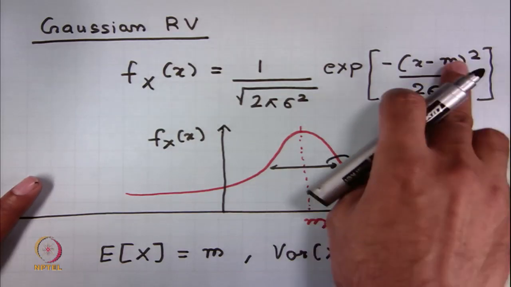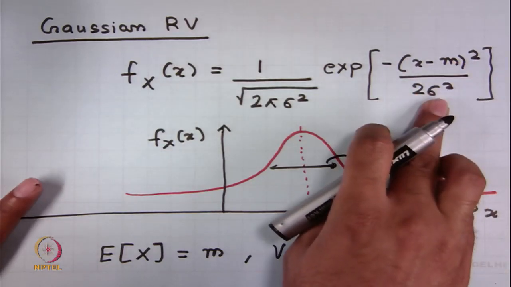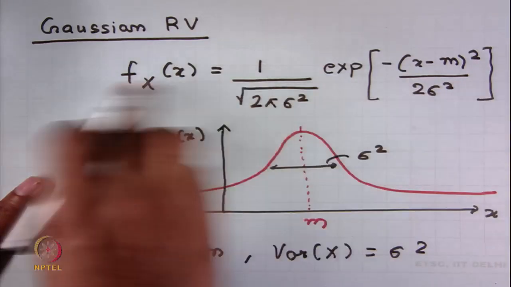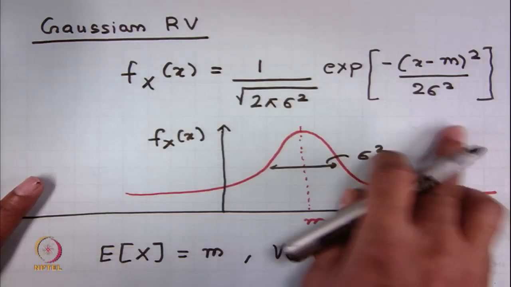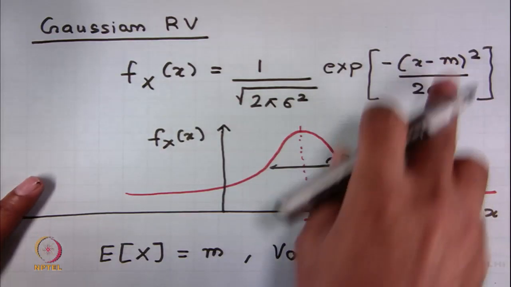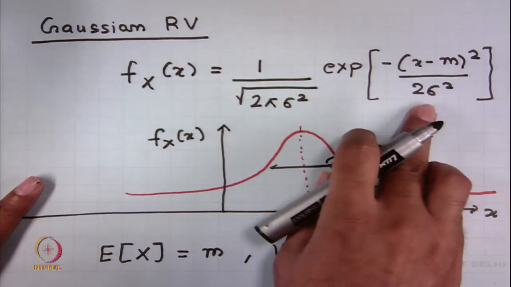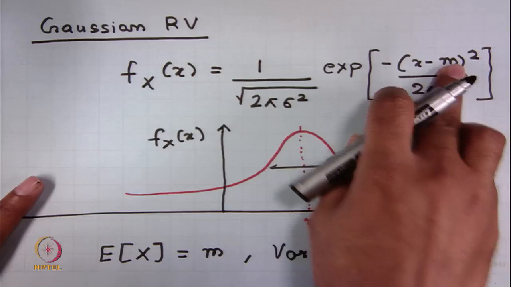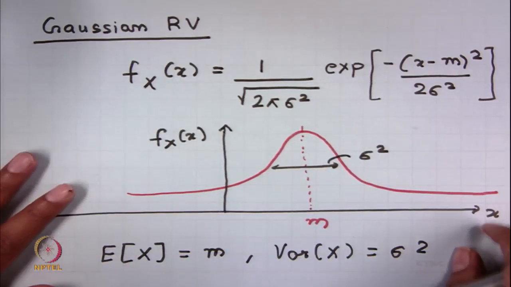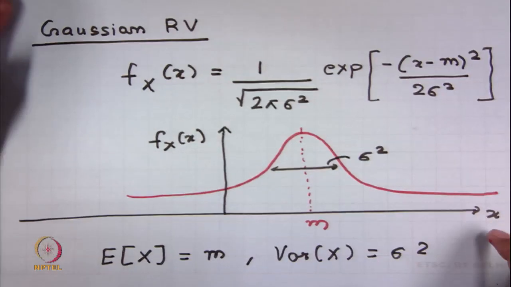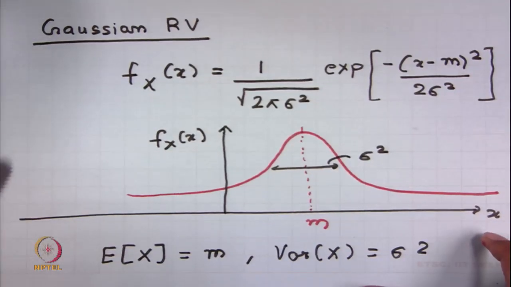So, if you tell me the mean and a variance of a Gaussian random variable, I can write the expression of the probability density function. It is completely specified. There are only two unknowns, this m and sigma square. So, once you have m and sigma square, this probability density function is completely specified, and this is a very important random variable, which is a Gaussian random variable.